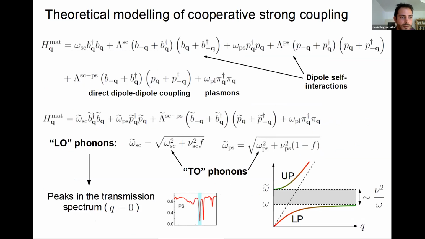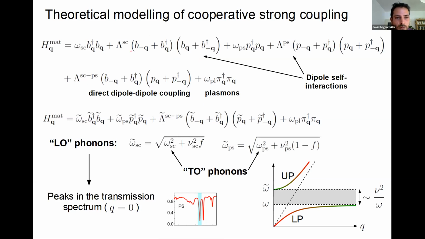So the matter Hamiltonian includes the contribution of the 2 types of phonons, so in the superconductor and in polystyrene, the contribution of 3 plasmons in the metal layer. We also have a direct dipole-dipole coupling between the two types of phonons. So this one plays a very important role. I will come back later to this. And we also have, so each phonon dipole moment interacts with its own field, which is usually called dipole self-interactions. So these are the two terms here.